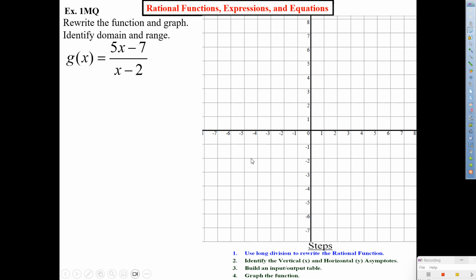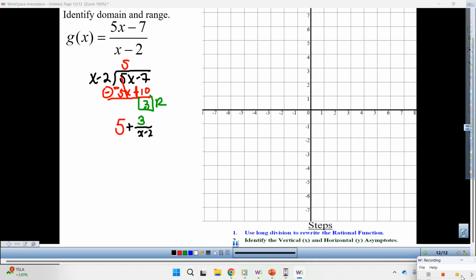Copy this one. Example 1 mega cube. 5x minus 7 over x minus 2 equal to g of x. I'll give you guys a head start. And hands, you got that so far? Yes? All right. So once again, can we have that 5 or plus 5 in the front? No, send it to the back. So we get plus 5 in the back. We end up with 3 over x minus 2 so far.